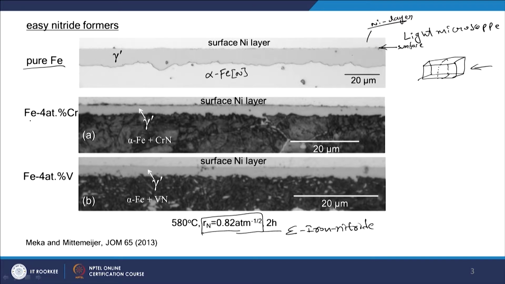Now, if you look at the iron chromium alloy, again here is the iron nitride layer on the top surface, and below that you see a dark etched region, appearing darker compared to the same region below the iron nitride in pure iron. This appears darker because it contains chromium, and this is not a pure alpha iron matrix; it is actually the alpha iron matrix with chromium nitride precipitates inside.